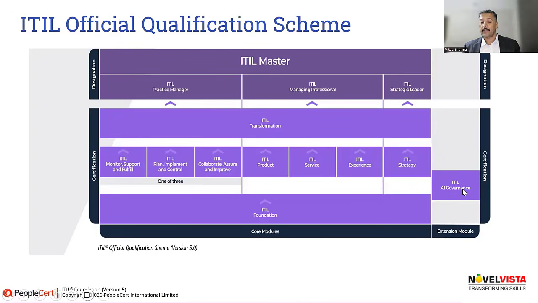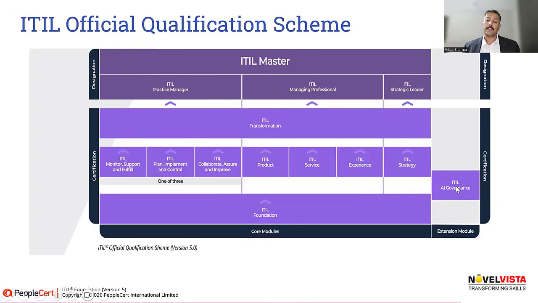And you also have an extension module. There's only one extension module, and that is ITIL AI governance. For this ITIL AI governance, you don't even need ITIL foundation. You can directly go for ITIL AI governance, artificial intelligence governance. Now, why that AI governance? Is it going to contribute to any of the designations? No, it is not a requisite in any of the designations.